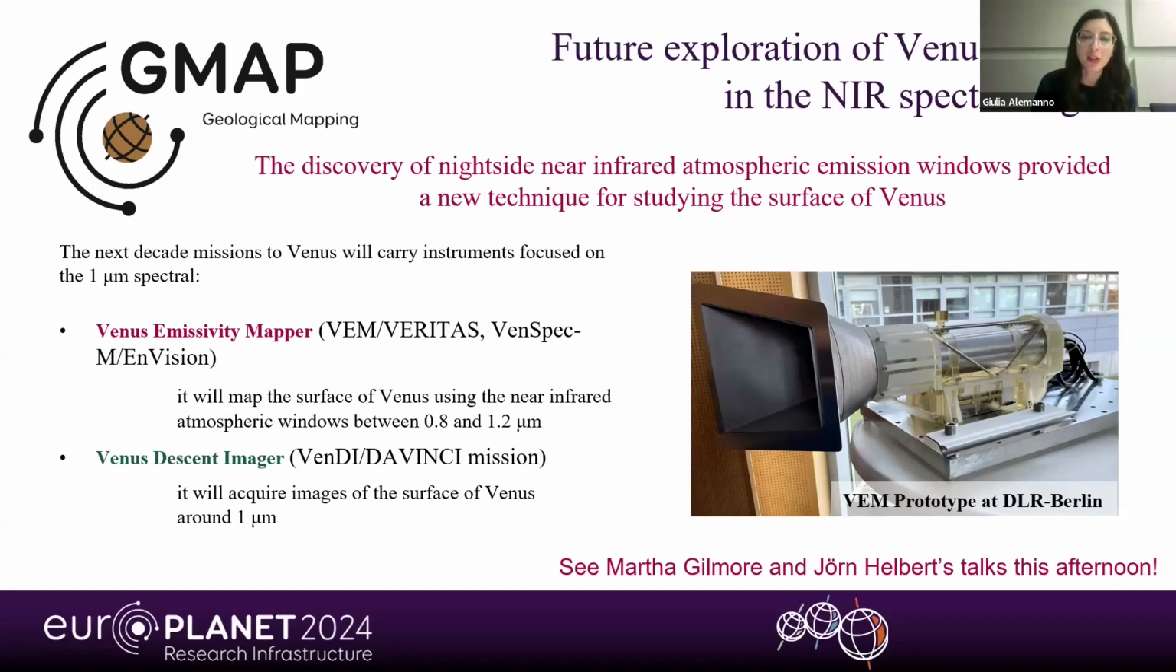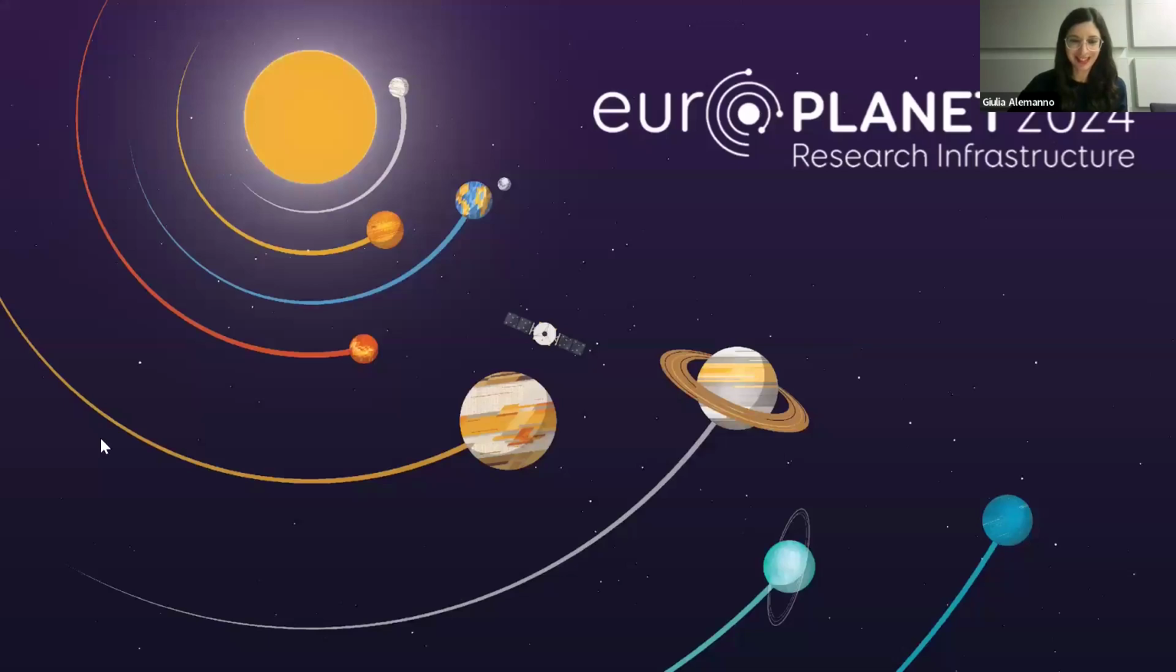And the Venus Descent Imager will acquire images of the Venus surface around 1 micron, and Martha Gilmore will talk more about the DAVINCI mission and the VenDI instrument. So we will see this afternoon more in the hands-on: how can we map the Venus surface using the VIRTIS emissivity data at 1 micron? And this is all. Thank you.